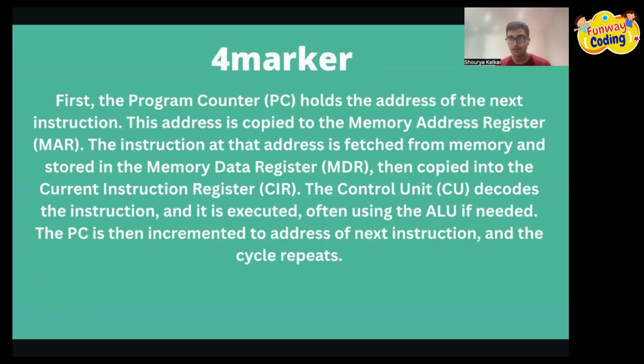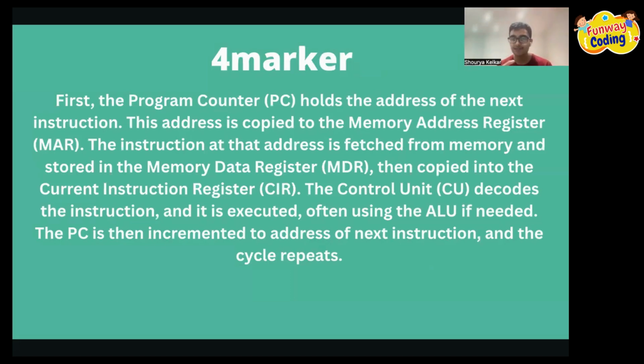So here is the model 4 marker that, if you write this down, is definitely 4 marks. The PC will hold the address of the next instruction, and this address is copied to the MAR, and the CU will fetch this instruction and the data from the address in the MAR. This instruction is stored in the CIR, and the CU will decode the instruction stored in the CIR, and using the data stored at the location in memory, which is stored in the MDR, it will execute the instruction.